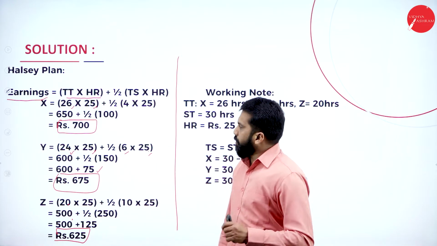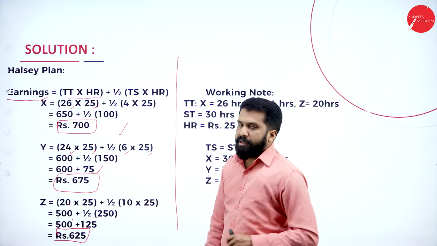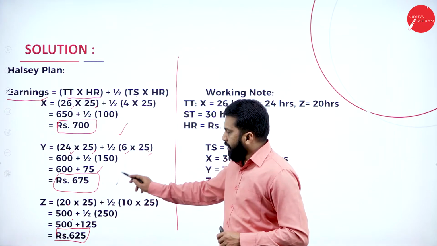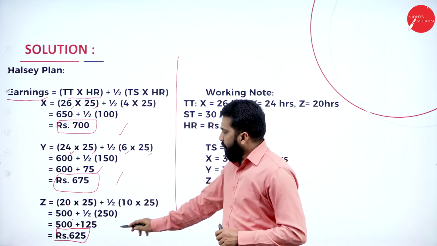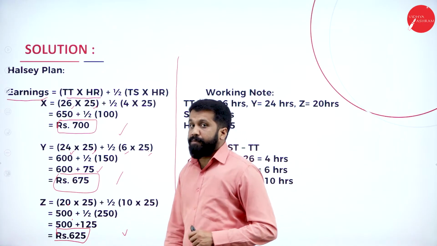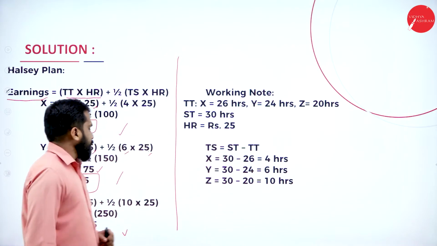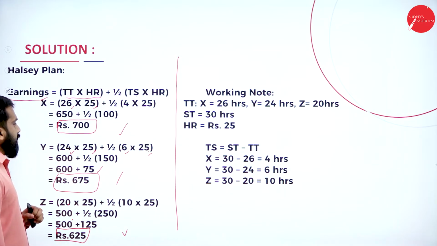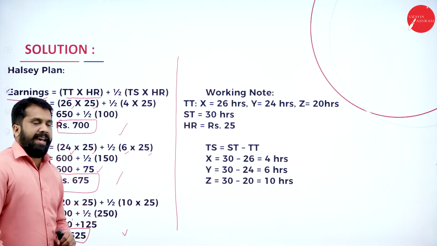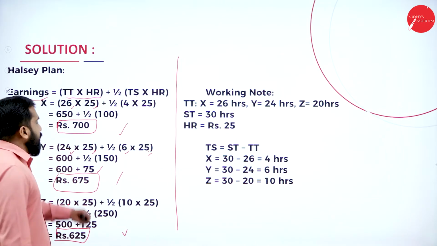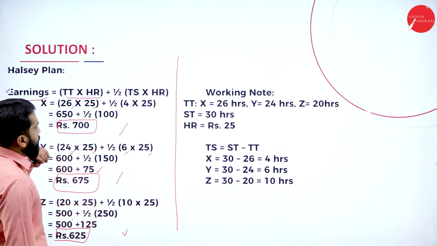625. The first person got 700, the second person got 675, the third person got around 625. Now, these are the calculations for X, Y as well as Z.